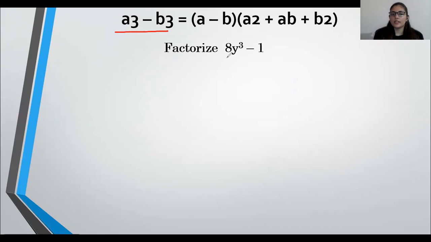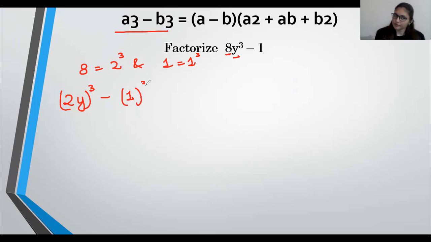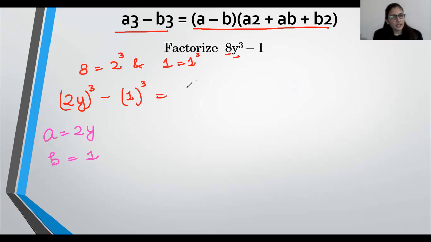What they have given us is 8 and y cube. First of all, we know that we can write 8 as 2 cube, and we can write 1 as 1 cube itself. So now we're going to transform our question. It will work like 2y whole cube, which is 8y cube, minus 1 cube. Simple, because only then can we apply our identity. According to this, now a is 2y and b is 1.